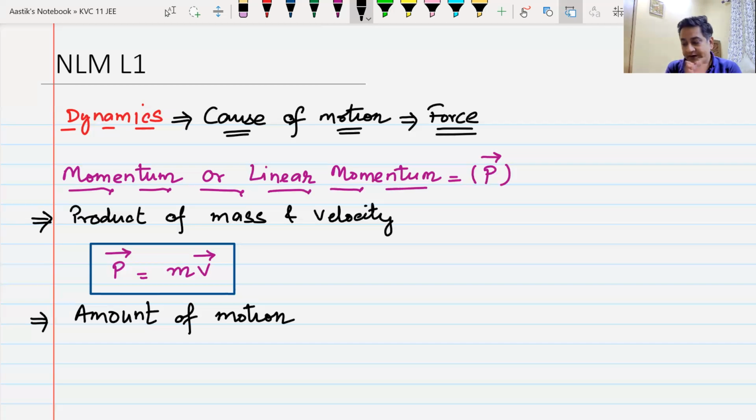Anyways, momentum, amount of motion. What type of quantity is momentum? And you can see it is a vector quantity. Whenever we talk about a vector, it must have two things. What are those two things?